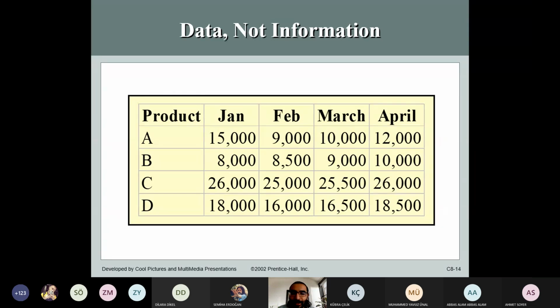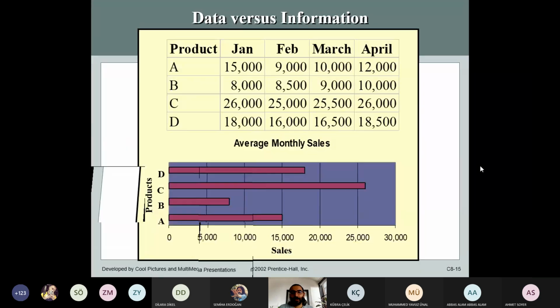A good example of data turning into information. These are product sales, let's say, by month. This is data. This does not tell us a meaningful information. It's just numbers. How can we turn this into information? When we compare it like in that graph, that's our sales. For example, for product A, it is 15,000. For product B, it is 8,000. For product C, it is more than 26,000, and product D is 18,000.